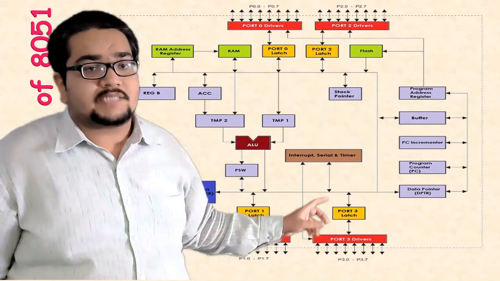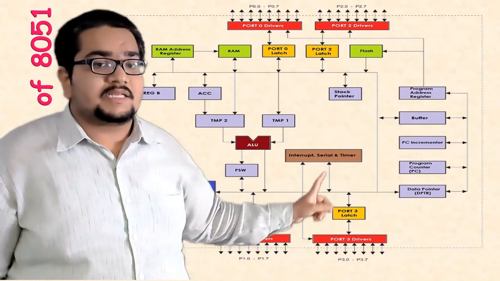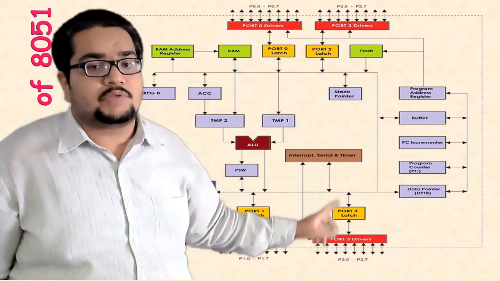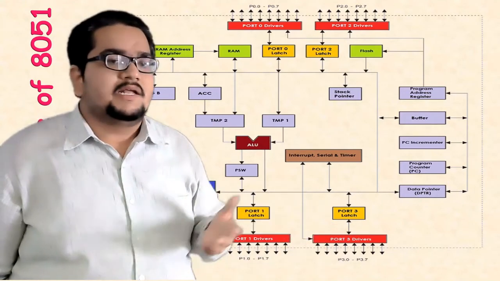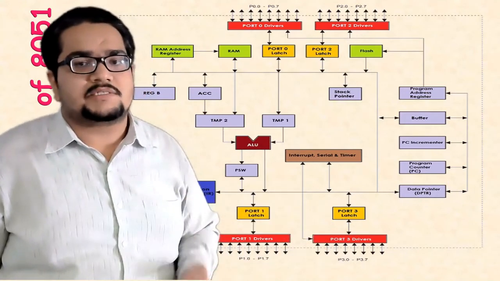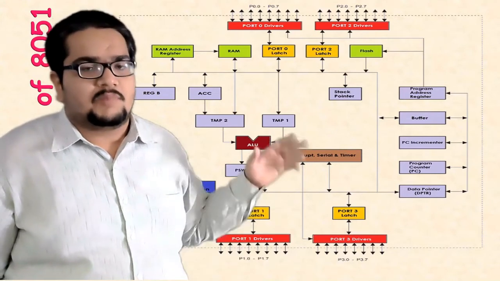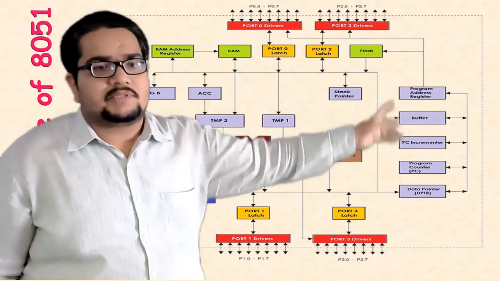And one important thing, as I told you earlier, is to notice that there is a link coming out from these blocks into port 3. So there is some relation between port 3 and the interrupts, timers and serial communication. We will be checking all that out. But before going to that, let us have a look at this side also.